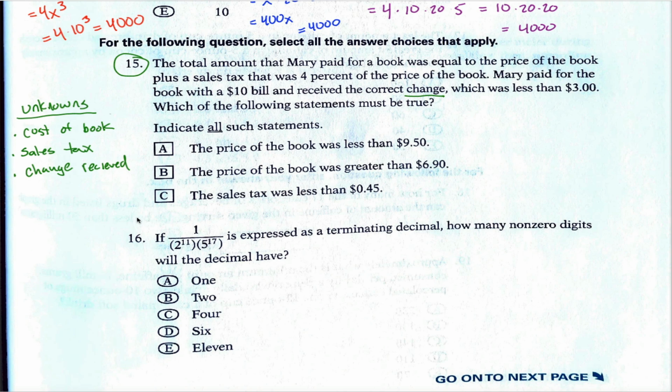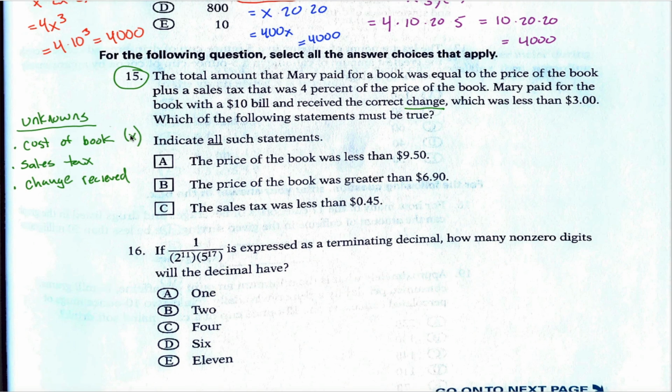What I think makes the most sense is to let X represent the cost of the book. The reason why is because 2 of these 3 choices directly relate to the cost of the book. And if I know the cost of the book, I can figure out the sales tax really easily because the sales tax is just 4% of the cost of the book. So since these 3 things all either directly or indirectly can be evaluated if we knew the cost of the book, I would choose X to represent the cost of the book.